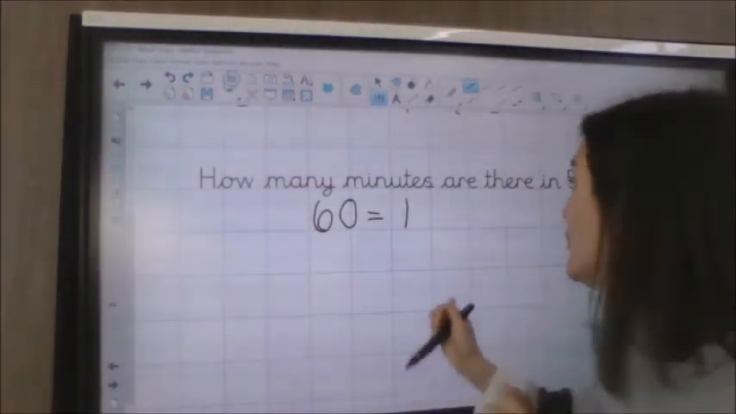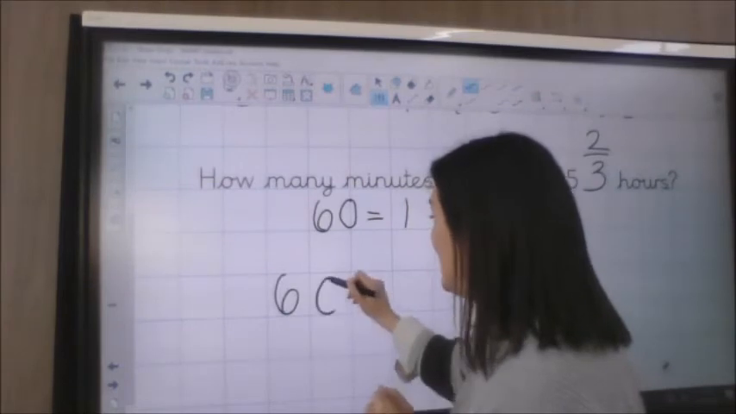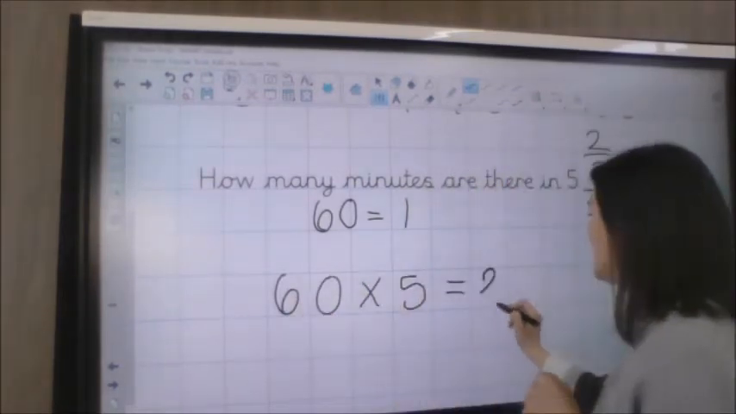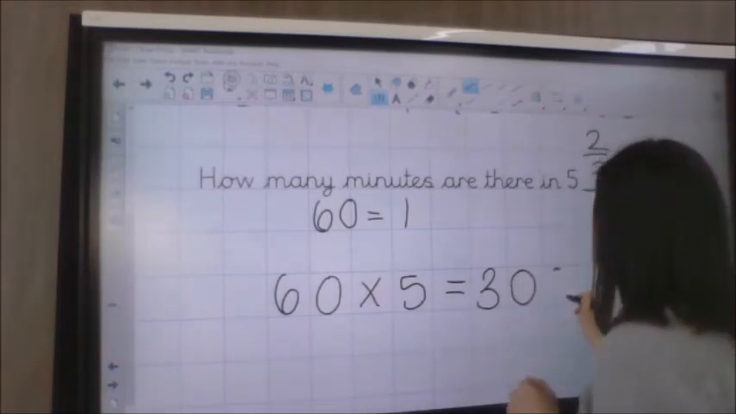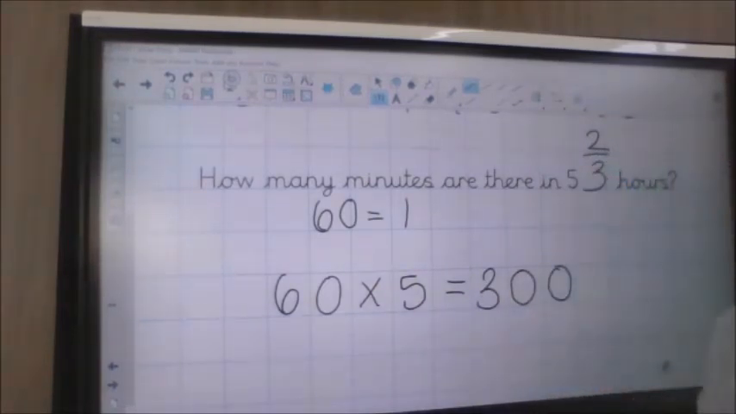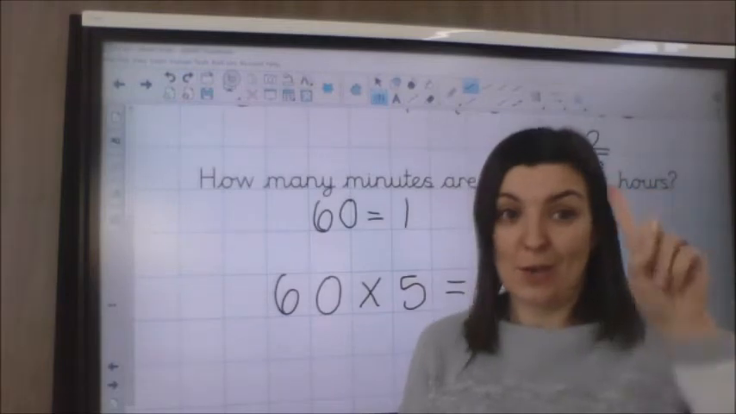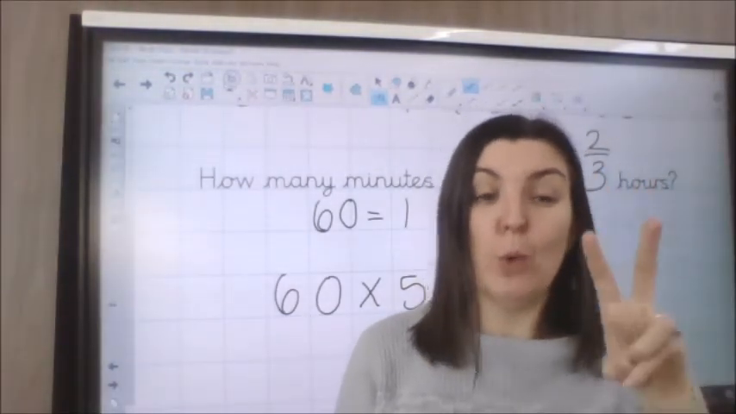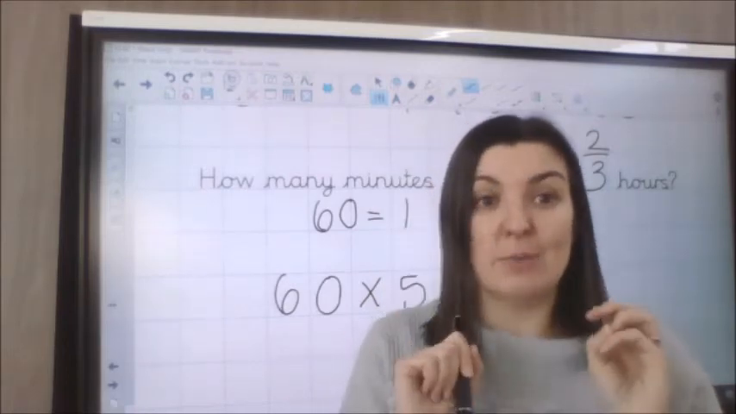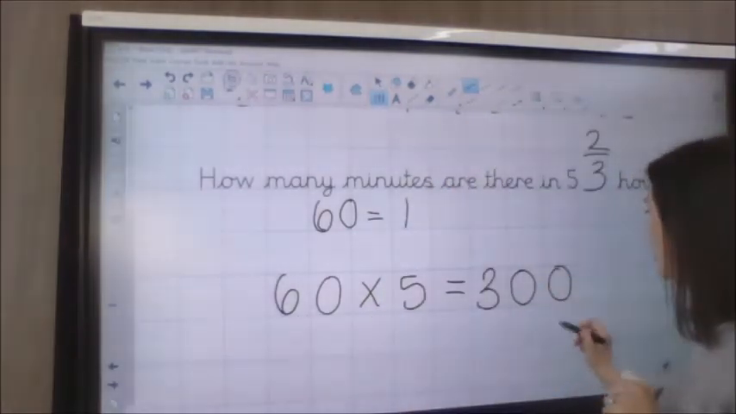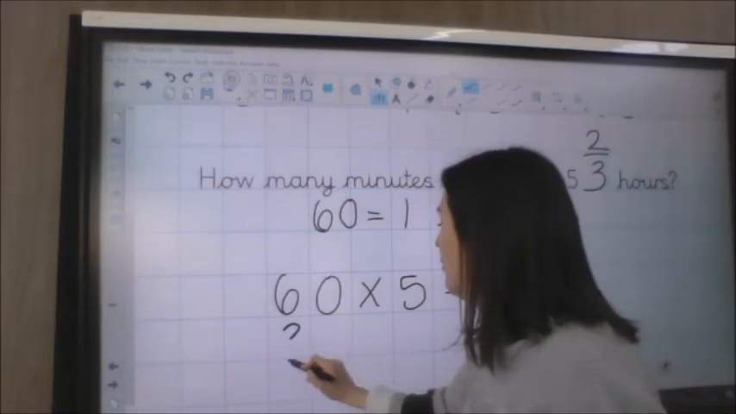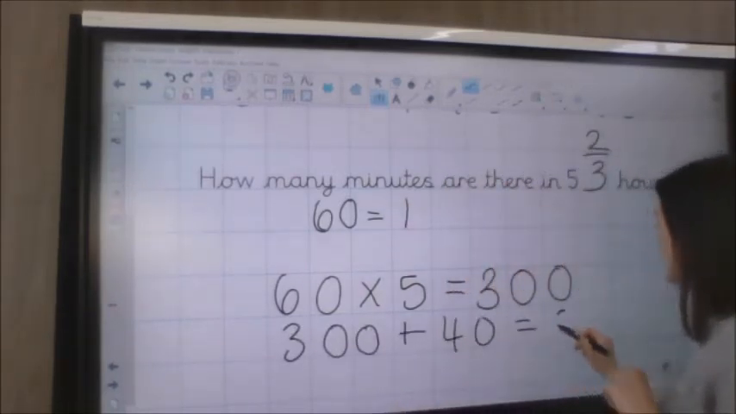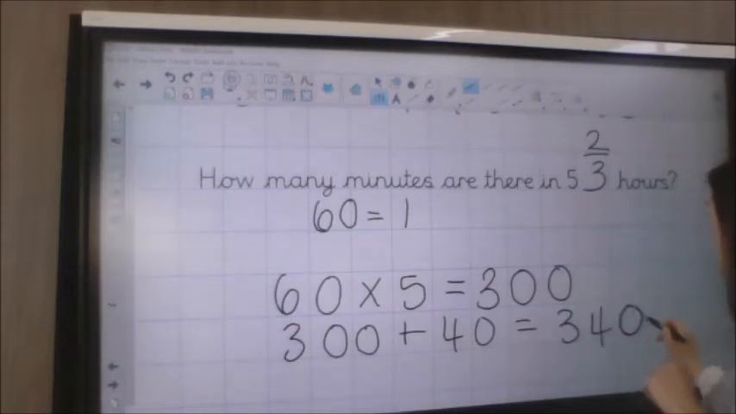Okay, so you should have started then with 60 times 5. So 6 times 5 is 30. Put my 0 back on. Then 2/3, so 1/3. So we know that 1/3 is 20. So 2/3 would be 40. So it's just 20 times by 2. And then I'll add it on to 300. So 300 add 40 is 340 minutes.